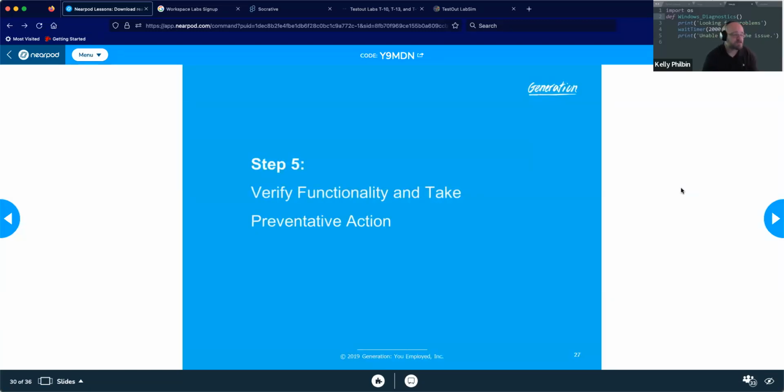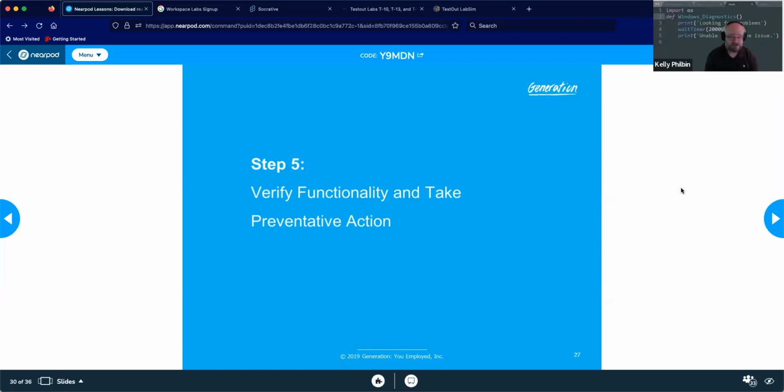This is where many IT people fail. Step 5. Identify the problem, establish the theory, test the theory, put a plan of action into place and solve the problem. So many IT people walk away right here. What if it's a user error? What's going to happen? It's going to happen again, right?